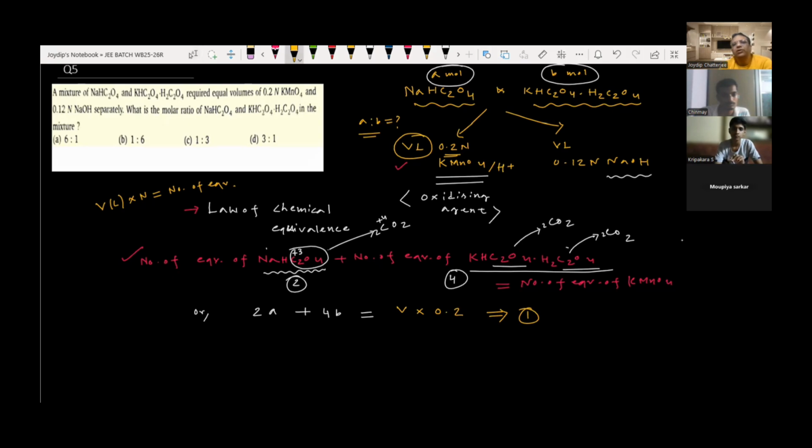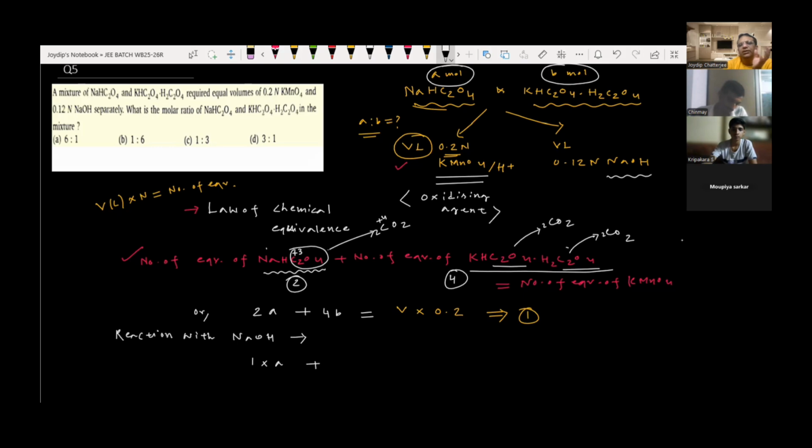Now, how to calculate the N factor? For the first compound, how many acidic hydrogens are there? One acidic hydrogen is there. So in an acid-base neutralization reaction with NaOH, for the first compound, the N factor is 1. And what is the number of moles, A? So this is the number of equivalents.